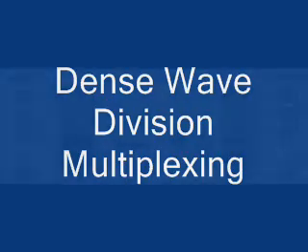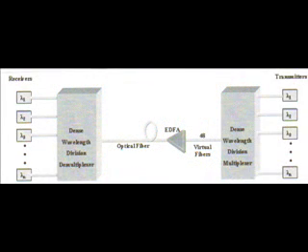Dense wave division multiplexing is a technology that puts data from different sources together on an optical fiber with each signal carried at the same time on its own separate light wavelength. This allows voice, data, and video to be transmitted over a single fiber. At the receiving end, the signal is demultiplexed and separated back to its original wavelengths into voice, data, and video.